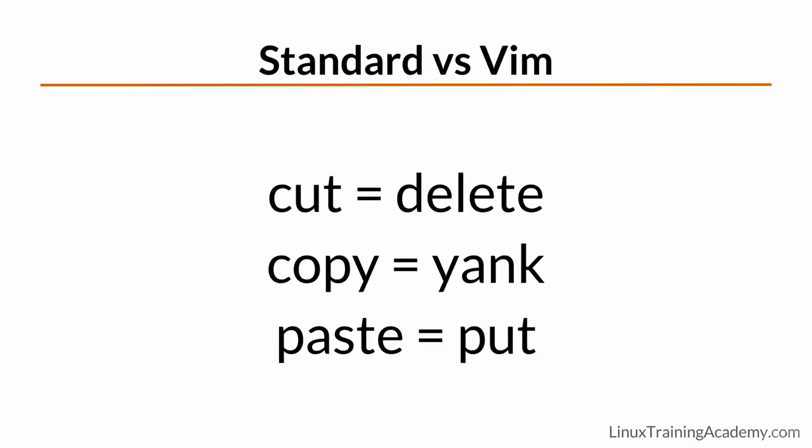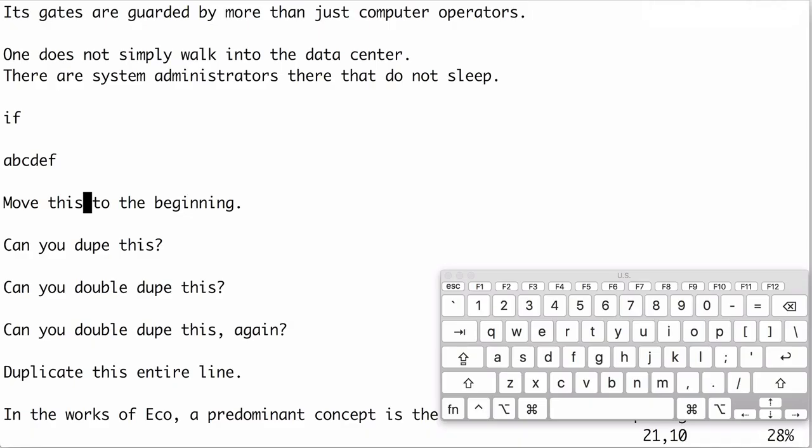Here's the language you're probably familiar with compared to the language Vim uses. Other editors use cut while Vim uses delete. Others use copy while Vim yanks. Others paste while Vim puts. So cut, copy, and paste in Vim speak is delete, yank, and put. Okay, let's get back to yanking.